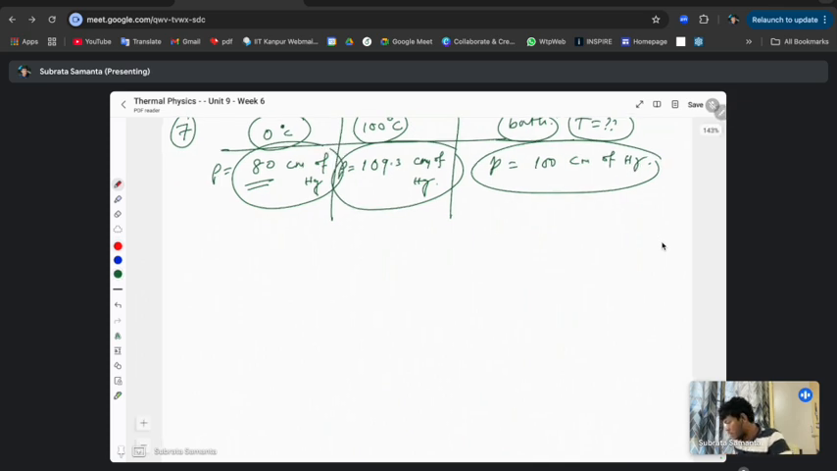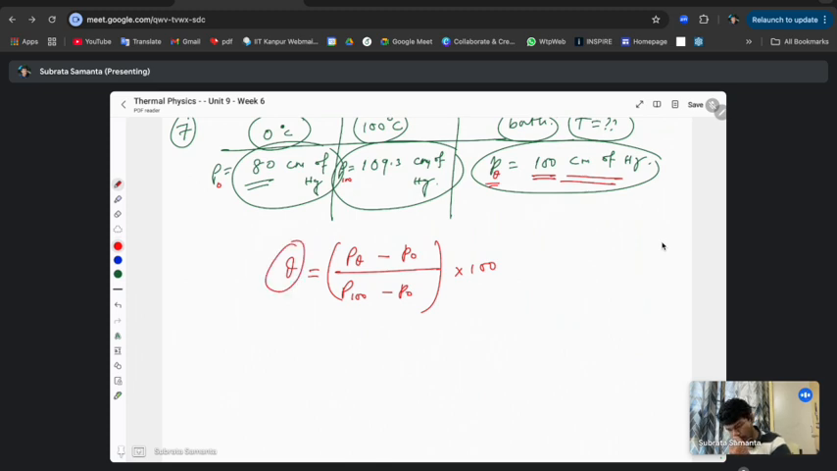So we use this formula: theta at some pressure p is (p theta minus p naught) over (p 100 minus p naught) times 100. Here p naught is the pressure at 0 degree centigrade, p 100 is the pressure at 100 degree centigrade, and p theta is, let's say, 100 centimeter of mercury. Theta is the temperature I want to calculate.